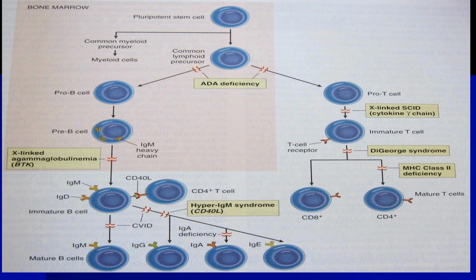In primary immune deficiency diseases, this shows lymphocyte development and the sites of block in primary immune deficiency diseases. The affected genes are indicated in parentheses for some of the disorders: ADA, adenosine deaminase, and CD4 T cell. Also common variable immune deficiency. Next, severe combined immunodeficiency.